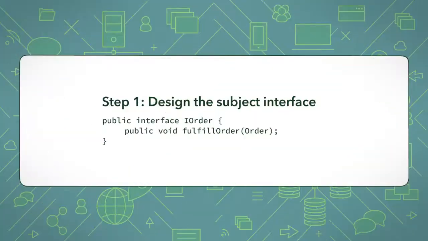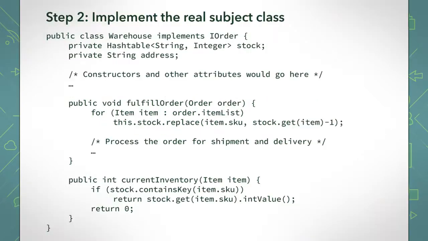Now that you've completed the design for your order fulfillment system, the next step is to implement it. Step 1. Design the subject interface. Create the interface that client software will use to interact with your system. This interface will be implemented by the order fulfillment and warehouse classes. Step 2. Implement the real subject class. The warehouse class knows how to process an order for fulfillment, and it knows how to report the current stock of items. Notice that it doesn't need to check if it has enough stock to fulfill an order, because an order should only be sent to a warehouse if it can be fulfilled.